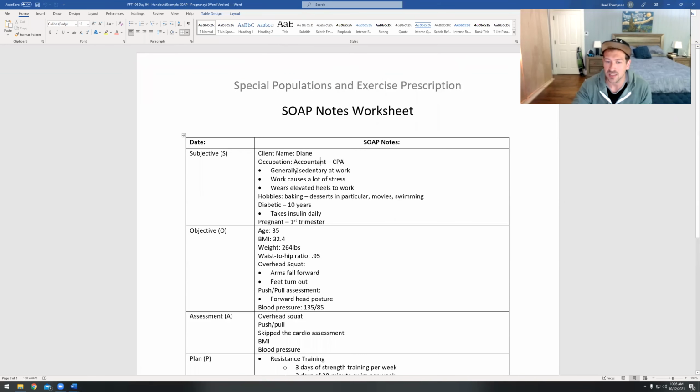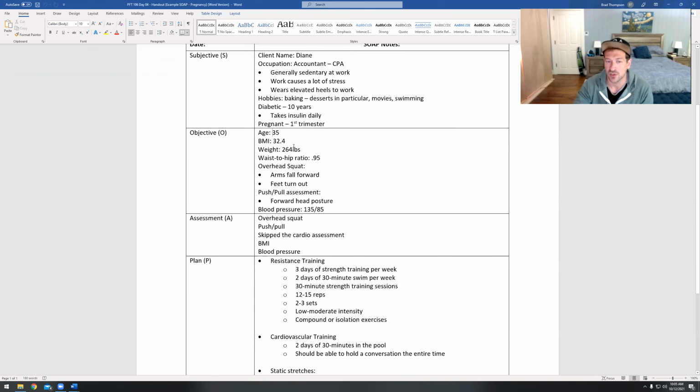She is an accountant. That's a generally sedentary job that causes a lot of stress, and she often wears heels to work. Her hobbies include baking. She likes desserts, watching movies, and swimming. She has been a diabetic for 10 years, so she's been taking insulin daily. And she is in her first trimester. She is 35 years old, 264 pounds, which means she is also falling into the obese category.